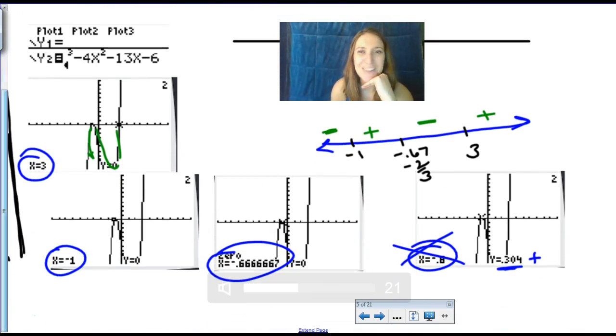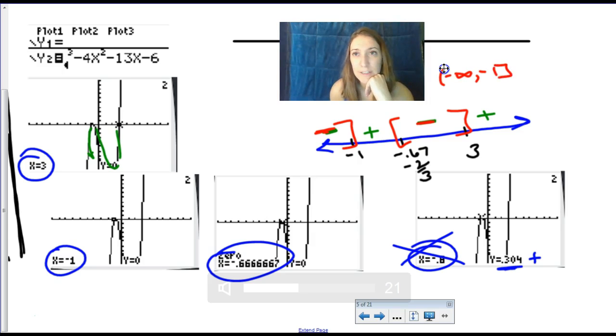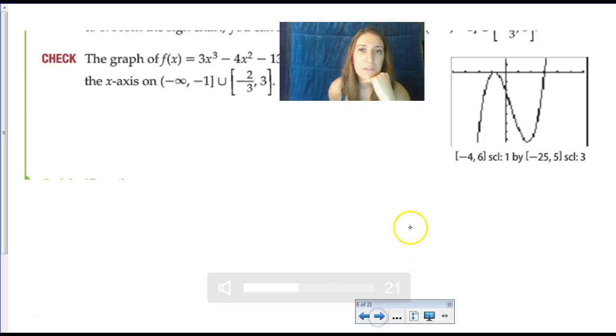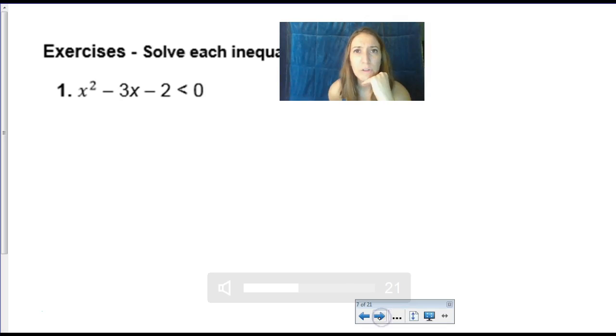So I kind of figured out what the whole point of this question was. They want to know when it's less than or equal to 0. So they want to know all my negative components, but remember also equal to 0. So when we get to the parts where they actually do equal 0, we're going to be using brackets. So the interval was from -infinity to -1 with a bracket, union, and then -2/3 to 3 with a bracket as well, because it does say equal to 0, so those would be solutions in this case. Oh, then they wanted me to check on the graph. Cool, totally did it.